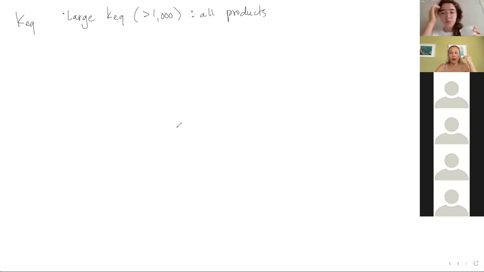So let's look a little bit more at KEQ. If we have a KEQ that is considered to be large, greater than 1,000, we're pretty much all product. We have such minimal comparative concentrations of our reactants that we're considered to be all product. Conversely, if we have a small KEQ, which is less than 0.001, then we're considered to be all reactants.